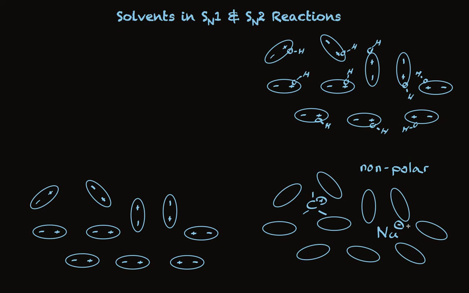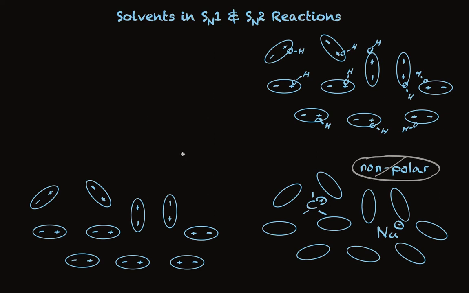Because we know in SN1 reactions we're making carbocations, wouldn't be soluble in a nonpolar solvent. We know in SN2 reactions we use nucleophiles, typically negatively charged, wouldn't be dissolved. So we need to conclude that for SN1 and SN2 reactions, nonpolar solvents should be ruled out. We're just going to say these guys are not candidates for solvents of SN1 and SN2 reactions.